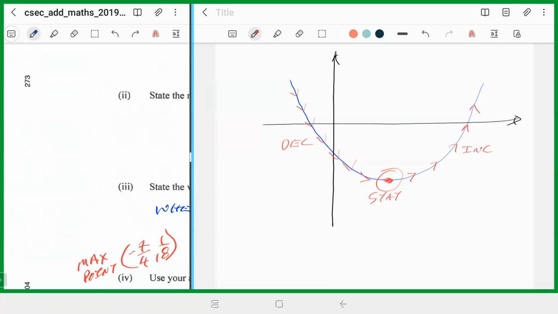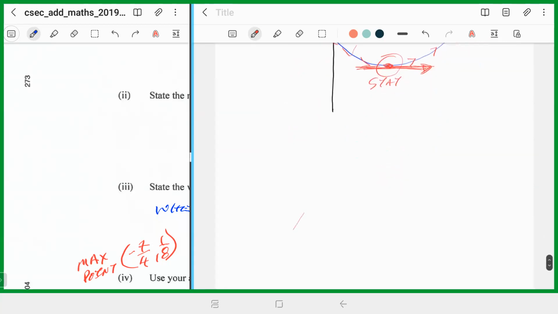And down here, you know, the gradient is going straight across. Not going up or down, going straight across. Gradient is 0. So decreasing, stationary, increasing. All right? So the function decreases to a minimum and then starts to increase again. That's why that's a minimum. And the reverse is true for a frown graph.